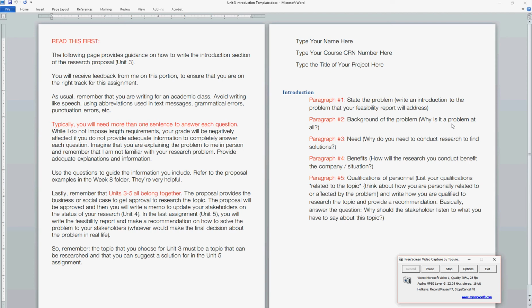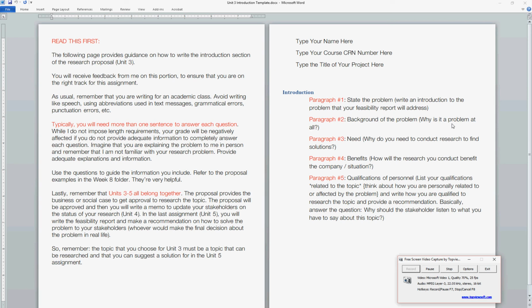And then lastly, the qualifications of personnel. So personnel in this case is going to be you who are listening to this, who's in the class. You're the esteemed colleague who will have the opportunity to research the topic and present your recommendations. So in the real world, that would be a big deal. It would kind of be like a show of trust. So that's why you want to outline why you are the man or woman for the job. So list your qualifications related to the topic.